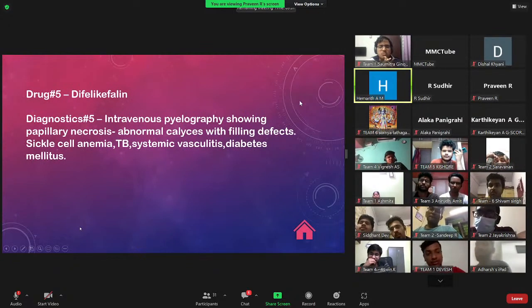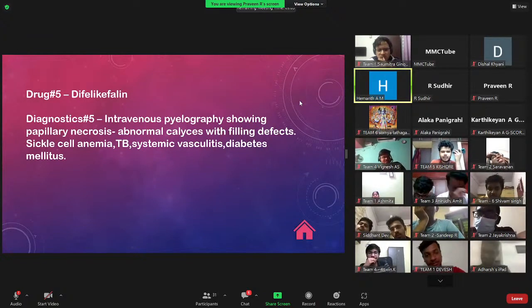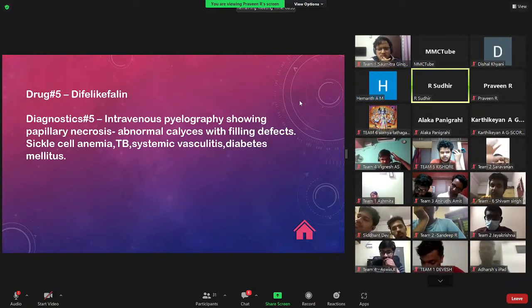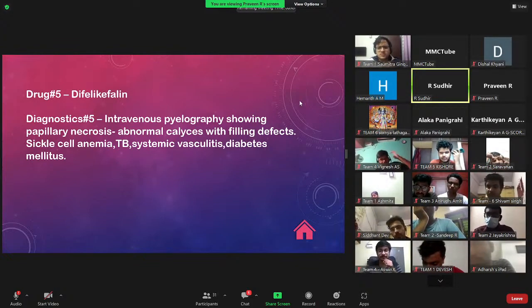It is an IVP showing papillary necrosis, renal papillary necrosis, with abnormal calyces, and its filling defects can be due to sickle cell anemia, TB, or diabetes. Team 1 has answered IVP, staghorn calculi, and Proteus. And Team 5 has pounced and answered lobster claw for papillary necrosis. I believe both are partial answers.